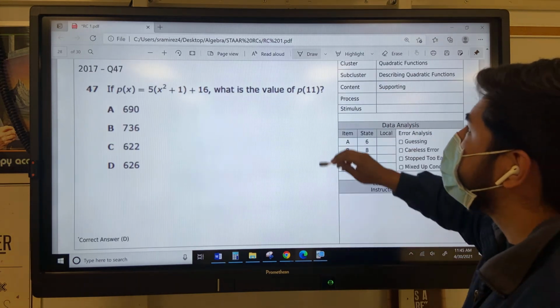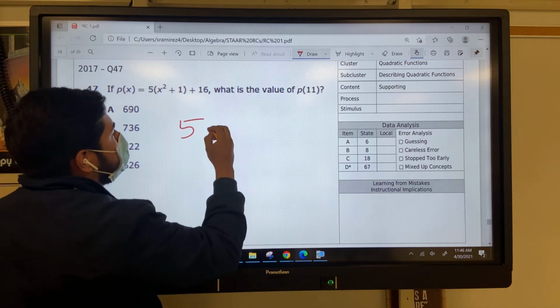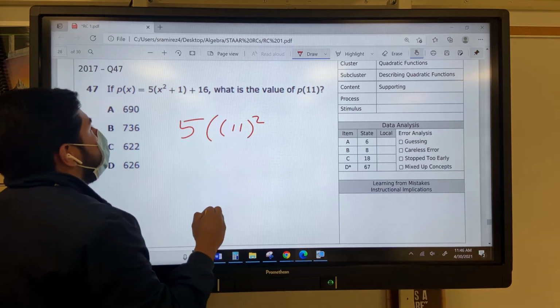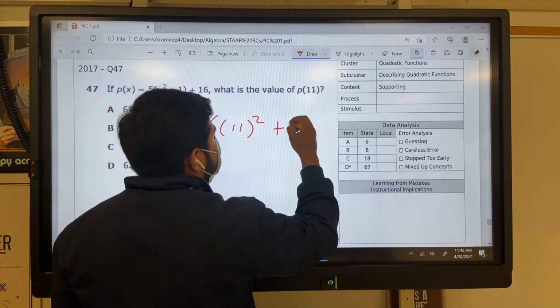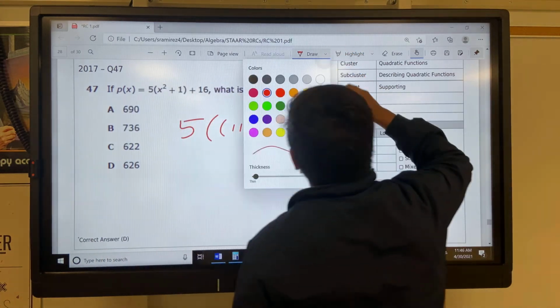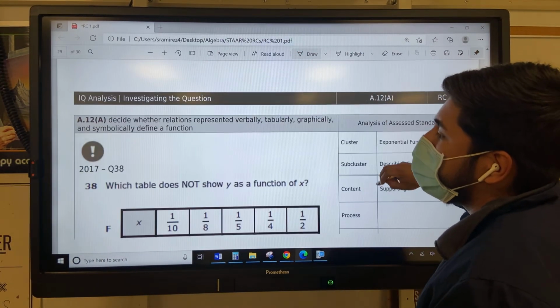Same thing here. I'll help you write it out. 5 times parentheses, 11 in there, parentheses with the square, plus 1, close that parentheses. A lot of information, ladies and gentlemen, I know. 2 more pages of hope.